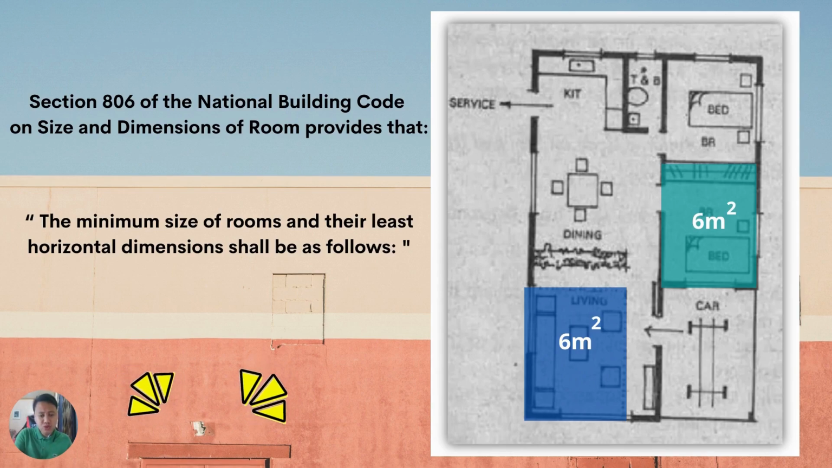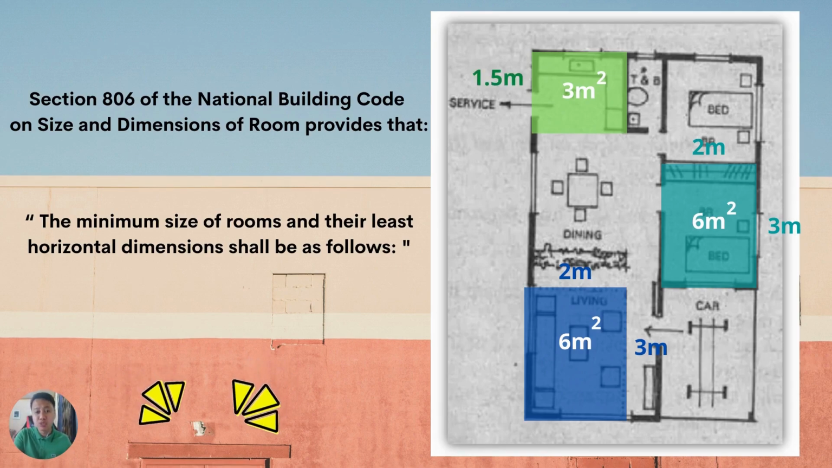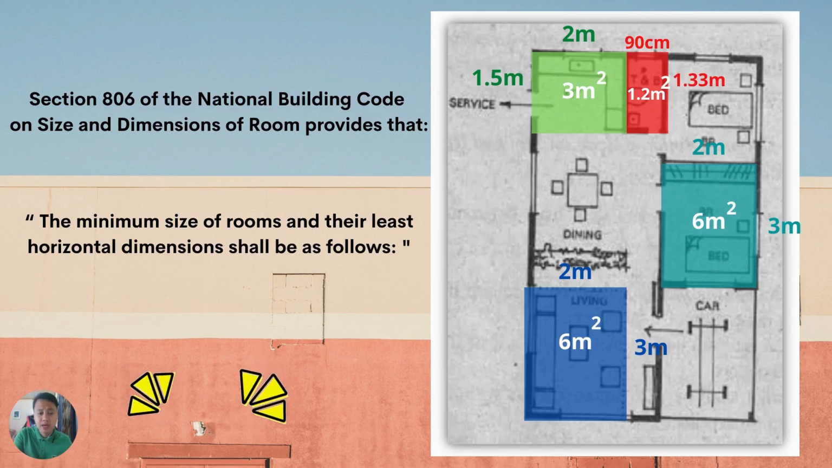Rooms for human habitation shall be 6 square meters with a least dimension of 2 meters. So the other side could be 3 meters. Kitchen shall be 3 square meters with a least dimension of 1.5 meters. So the other side could be 2 meters. Toilet and bath shall be 1.2 square meters with a least dimension of 90 centimeters. So the other side could be 1.33 meters.